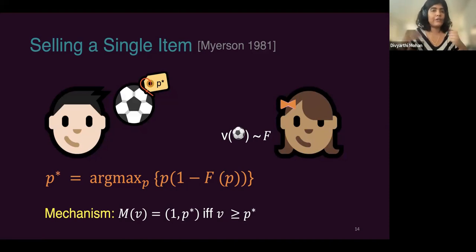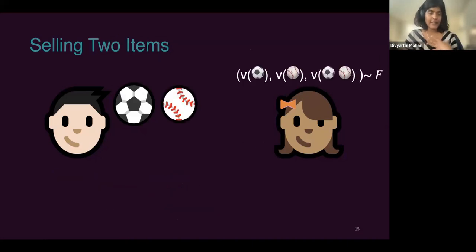You don't need any sort of randomized lotteries, nothing. Just simply posting a single deterministic option is enough, and it gets the optimal revenue for the single item case. But we are interested in selling multiple items, right? We are studying multi-item auctions. So what happens when we just have two items to sell?